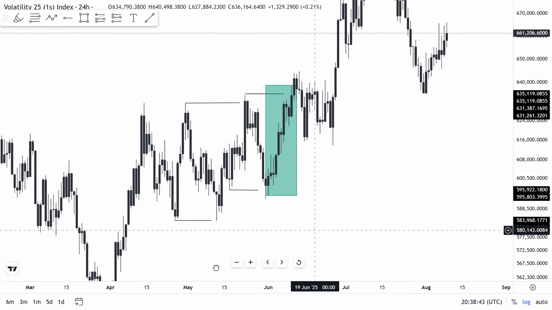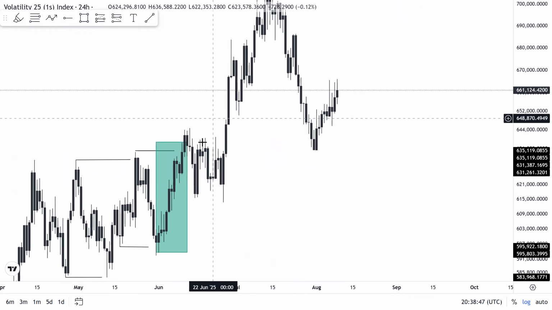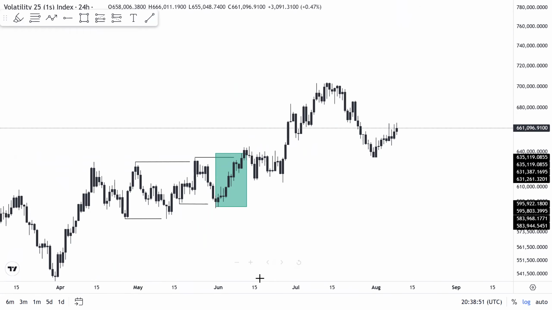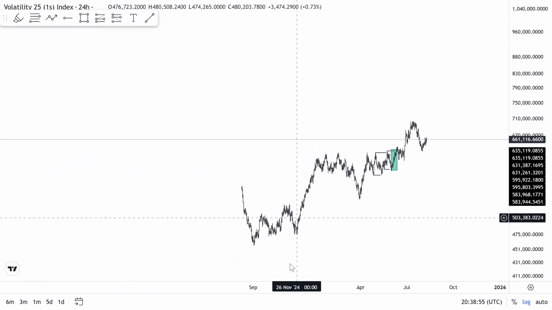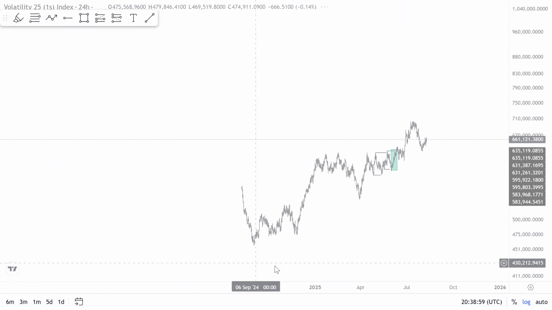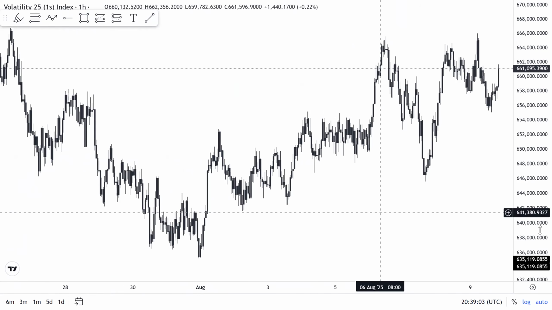So price gave us another entry again. So what do we have here? We have a sweep of this structure. We have a break right there, but there's no structural liquidity here. Now let's check if price is actually selling from somewhere. This is the daily time frame. So let's check the 1 hour time frame. All you need to understand is structure, understand structure and you'll be set.